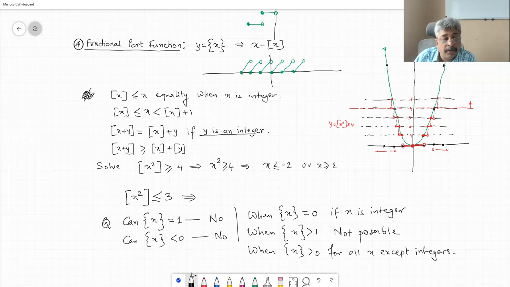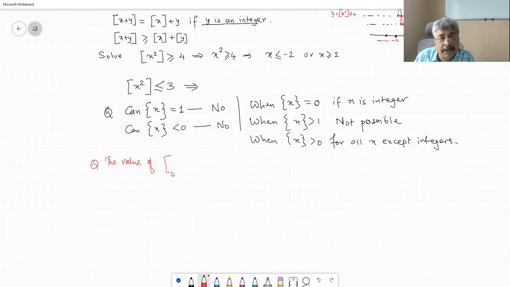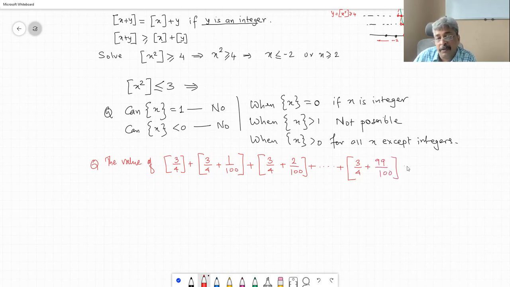Okay, now let me give you another problem. The value of, I think this problem you have solved: greatest integer of 3/4 plus greatest integer of 3/4 plus 1/100 plus greatest integer of 3/4 plus 2/100 plus dot dot dot plus greatest integer of 3/4 plus 99/100 equals. For obvious reasons, the answer is 75.